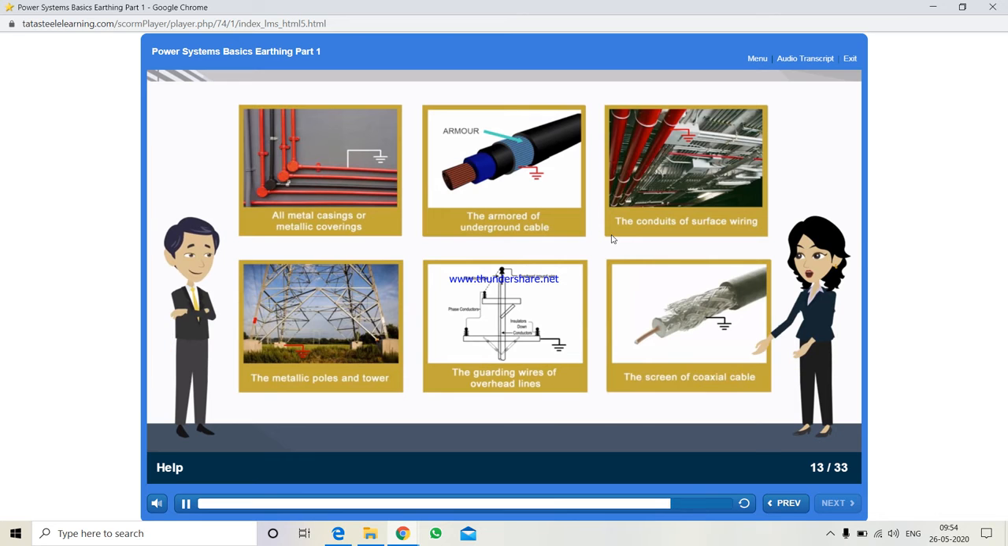Alright, but Mayank, I can see that the cable has so many parts or layers. Aren't all of those connected? You are right, but when we say screen of coaxial cable, it refers to the braided part that can be additionally connected to the ground. And yes, that was all.